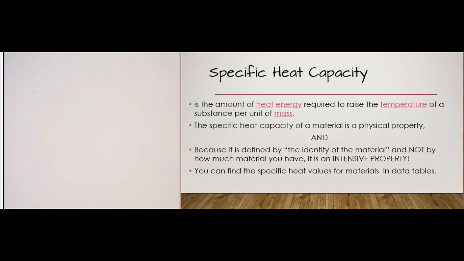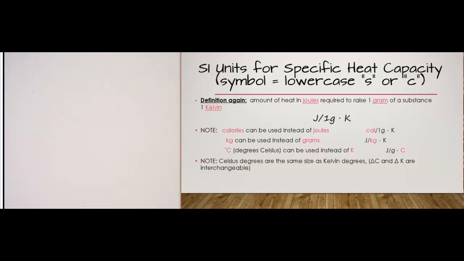What this means is that you can find specific heat values for materials in data tables. And it doesn't matter whether you have a ton of something or a few drops of it. The amount of energy it takes to raise or lower the temperature of a material per gram, generally, sometimes per kilogram, is known as the specific heat capacity. You will see people refer to specific heat capacity using a lowercase s. Sometimes it is a c. I cannot explain why they use different letters, but they do.